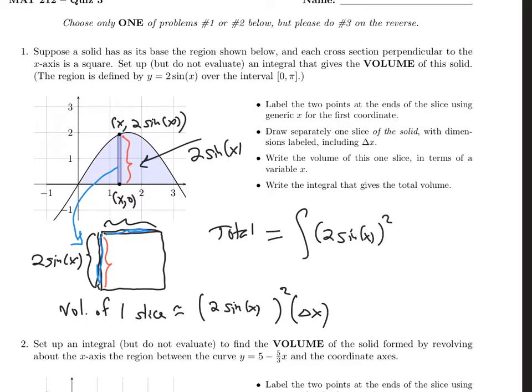And we know that when we do the integral, we change our delta x to dx. The limits of integration are just all the possible x values. We're told that the x values range from 0 to pi.